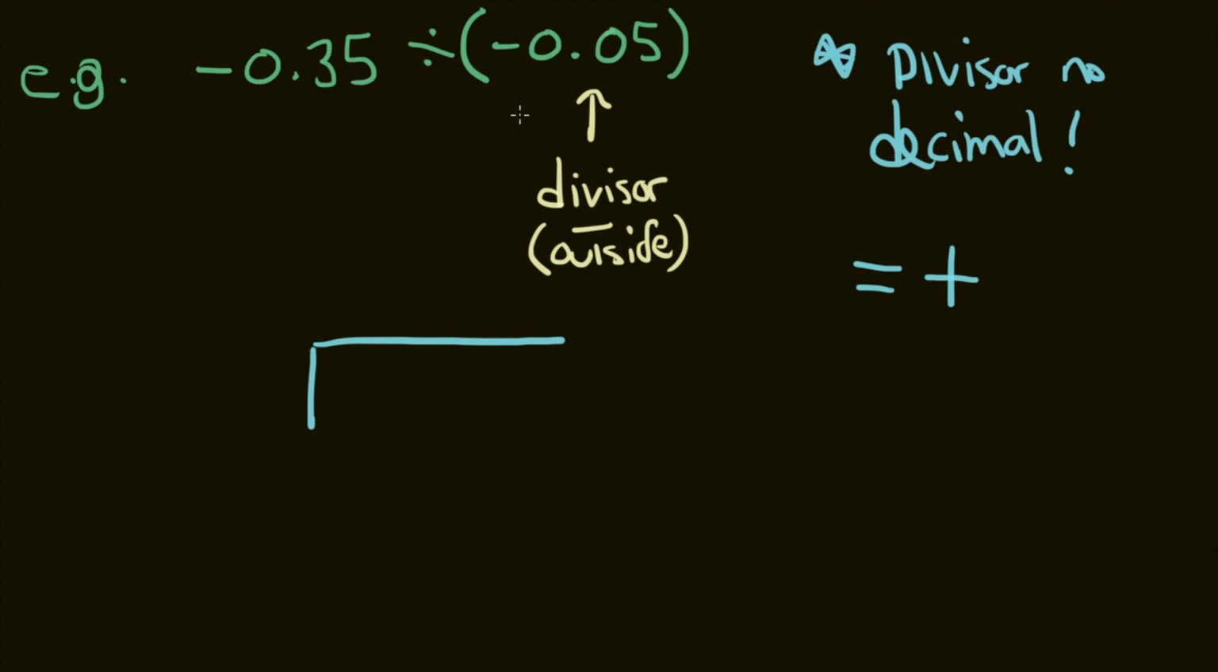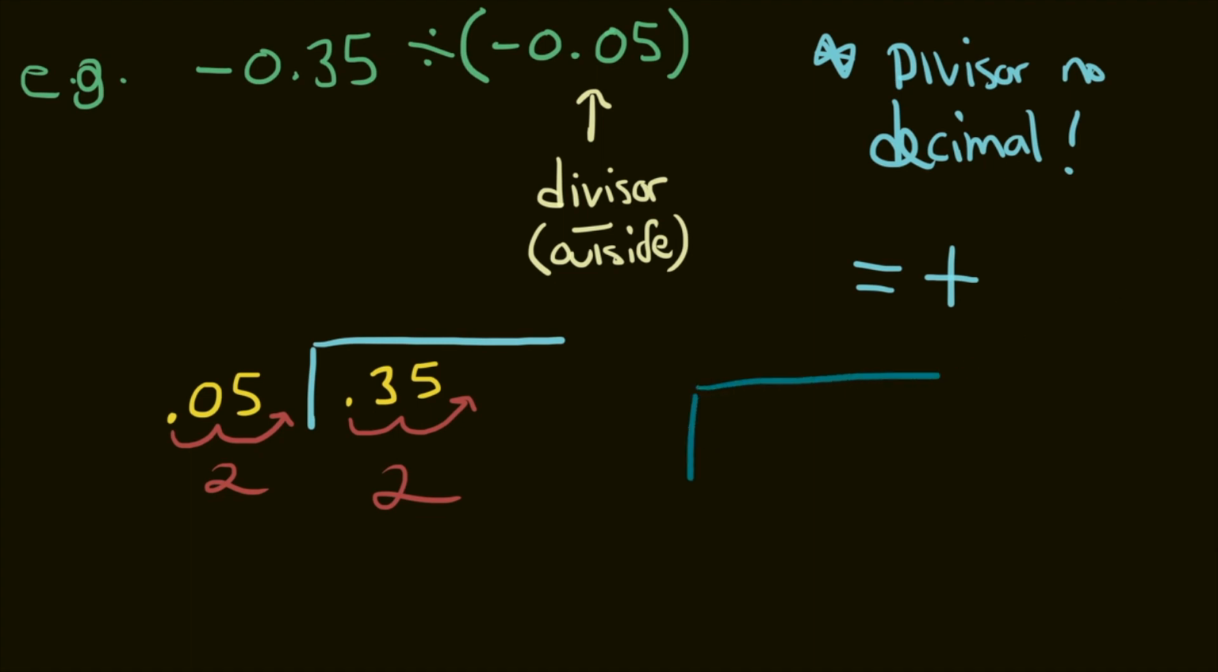So now I'm just going to ignore the signs. I put 0.05 on the outside, and I'm going to put 0.35 inside. Now one thing is how we're going to get rid of that decimal: I'm going to move it to the right, 1, 2. If I move that to the right 2 spots, I must move this to the right 2 spots. So now I get a brand new question.